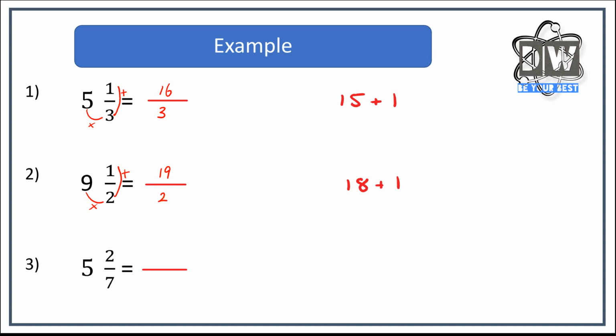And on the last one, we're going to go and say 5 timesing by the 7, which gives us 35. But we can't forget to add that top number, can we? So we have to add 2 to it, and that will give us 37 over 7.